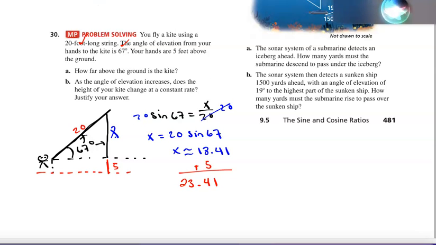As the angle of elevation changes, so as this changes and it goes up, it says, does your kite change at a constant rate? Well, if the angle of elevation is increasing at a constant rate, then the straight line here will always be increasing at a constant rate too. So as long as the angle of elevation is increasing at a constant rate, then yes, this is also increasing at a constant rate.